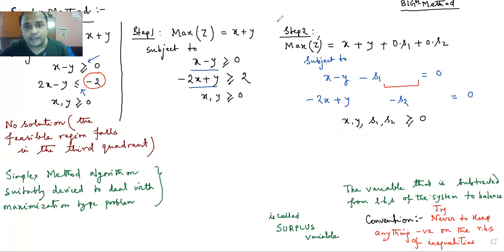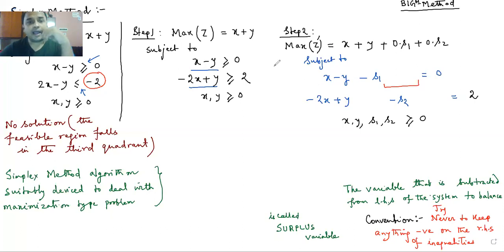Oh, one thing that I actually wrote incorrectly, you have also not noticed. The right hand side was 2 actually, so this should be 2. It is not 0. Minus 2x plus y minus s2 is equal to 2.